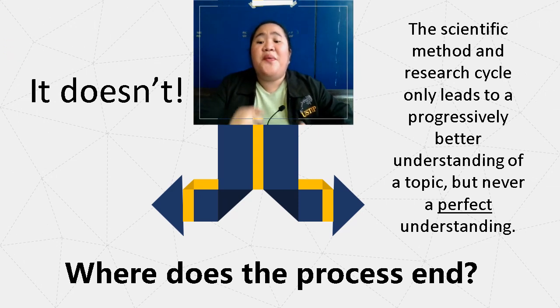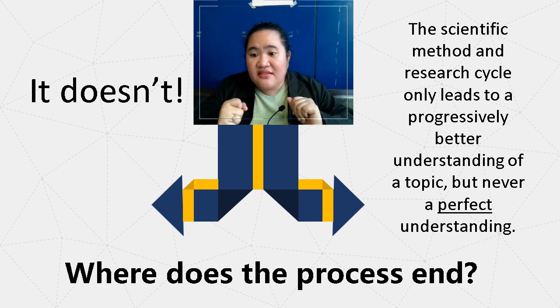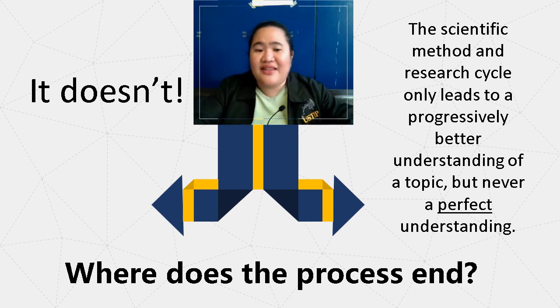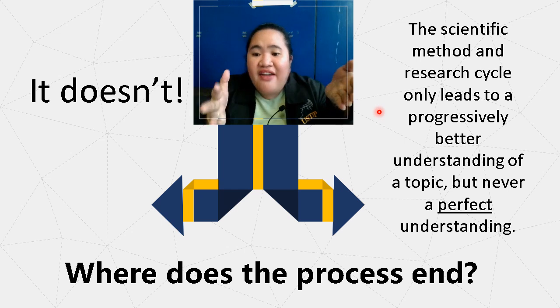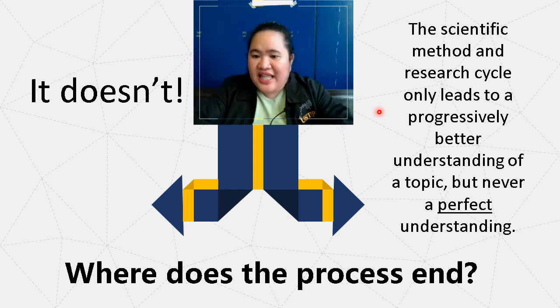So we're going to ask, where does this process end? Asa kano siya taman? Okay? So the answer is it doesn't end. Okay? Class learning doesn't end. So kaning atong process of scientific method, scientific research, it doesn't end because learning doesn't end. Okay? So the scientific method class and the research cycle only leads to progressively better understanding of a topic, but never a perfect understanding. Okay?